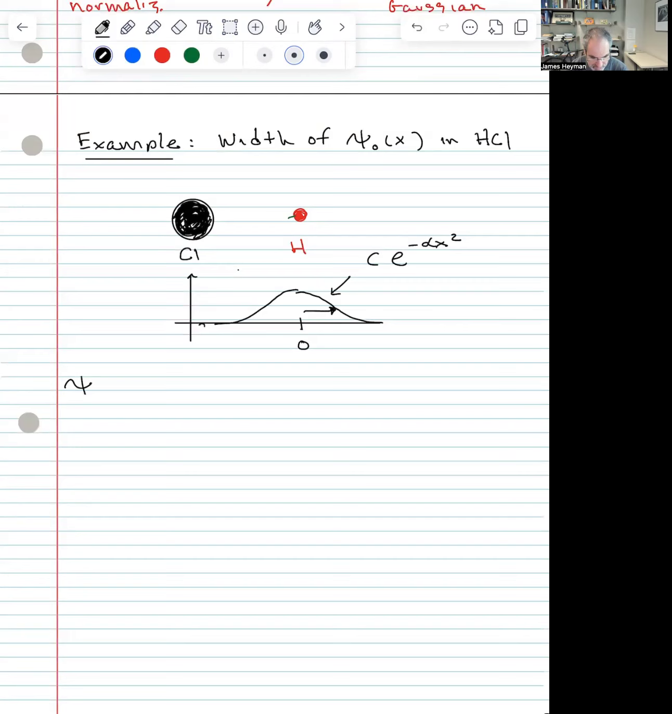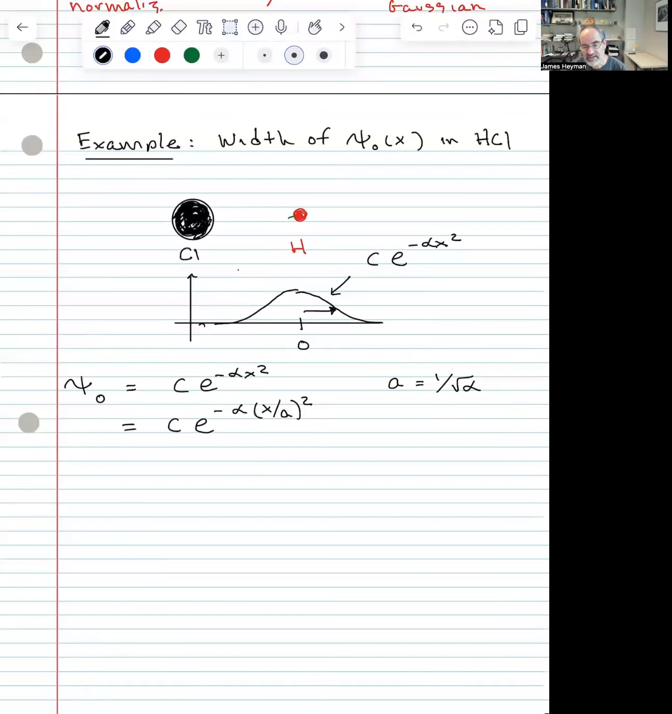So of course, we can do this because we know the wave function of the system, C0 times e to the minus alpha x squared. Now, for the purposes of this problem, it's useful to define a new variable a, which is 1 over the square root of alpha. And that's just so that we can write our function this way: C times e to the minus x over a, squared.